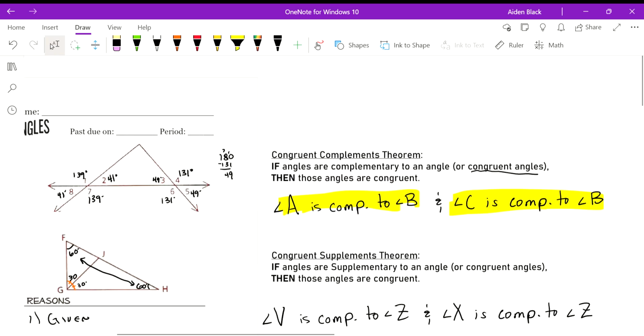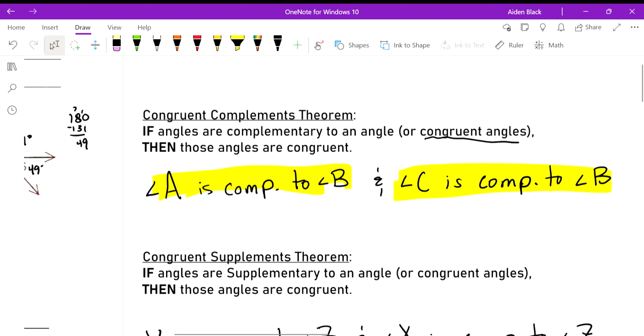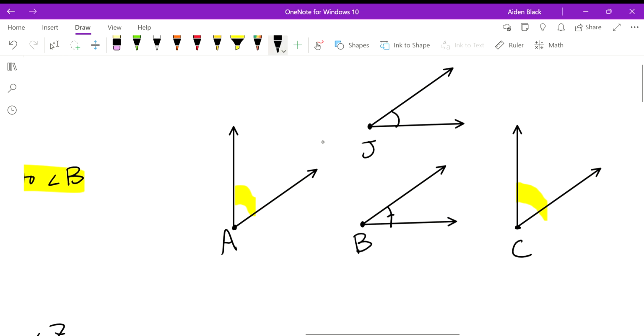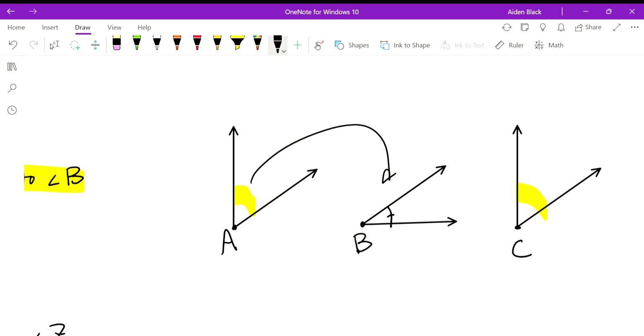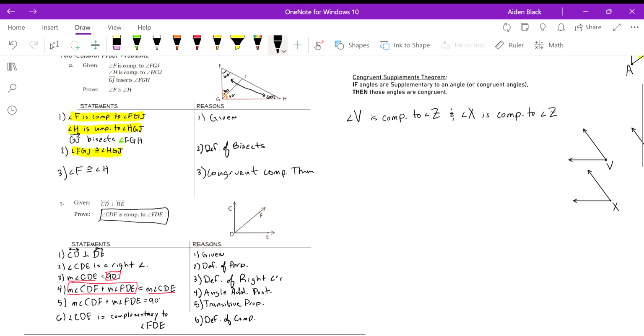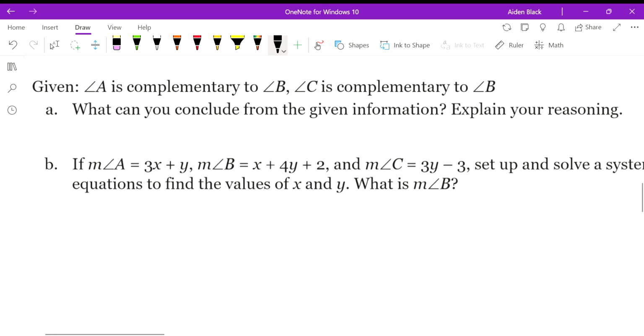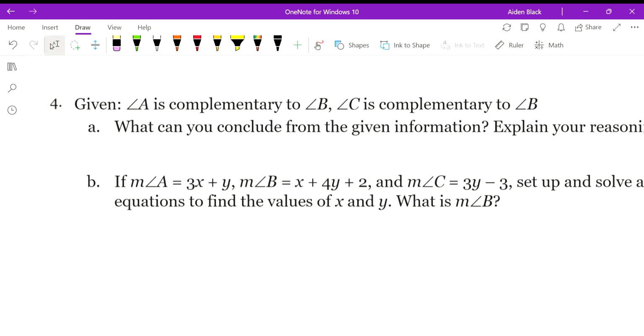Now, let's look at this. This is basically the same exact example. Get rid of this. If A is complementary to B, so these add up to 90, and C is complementary to B, so those two add up to 90, what do we know about angle A and angle C? We know that they should be the exact same measure, which is to say that they are congruent. So write something of that sort. Angle A is congruent to angle C. Their measures are equal.